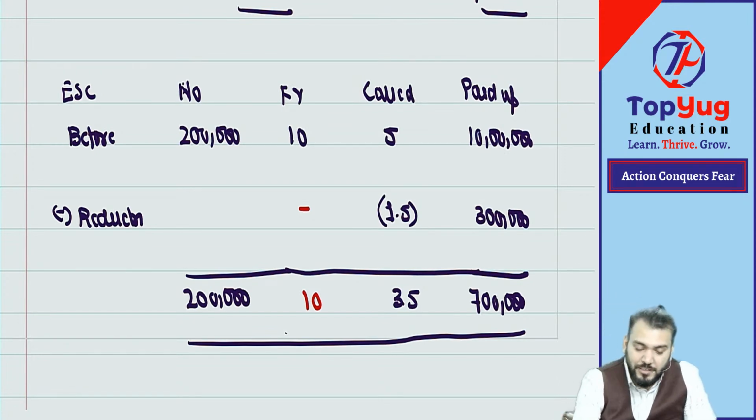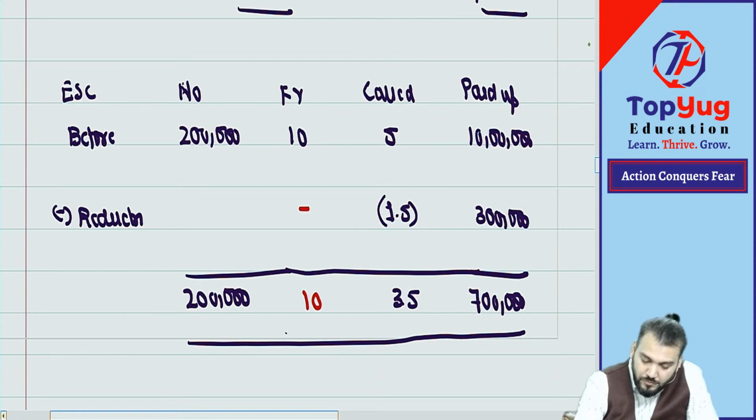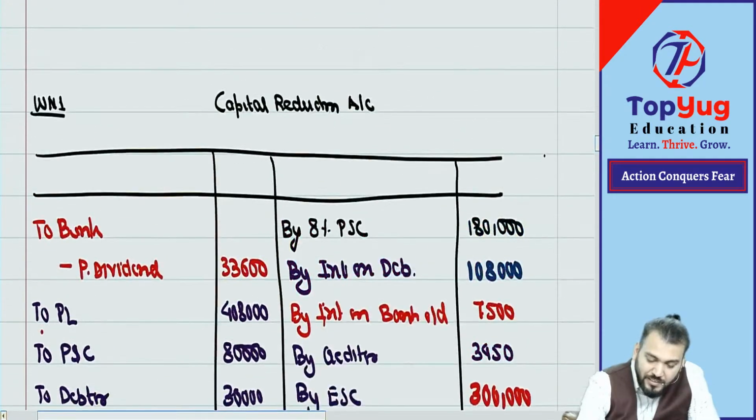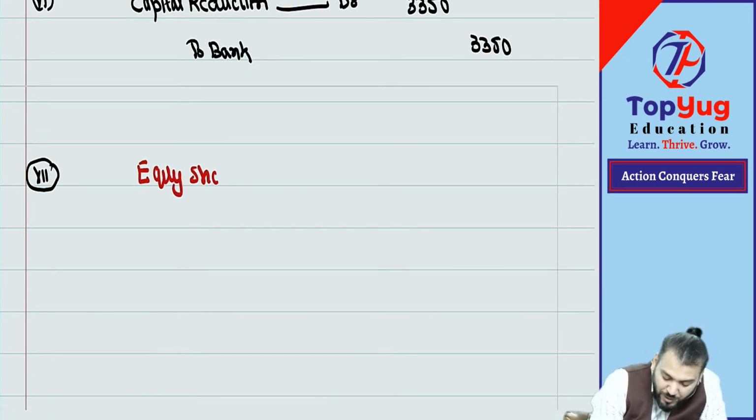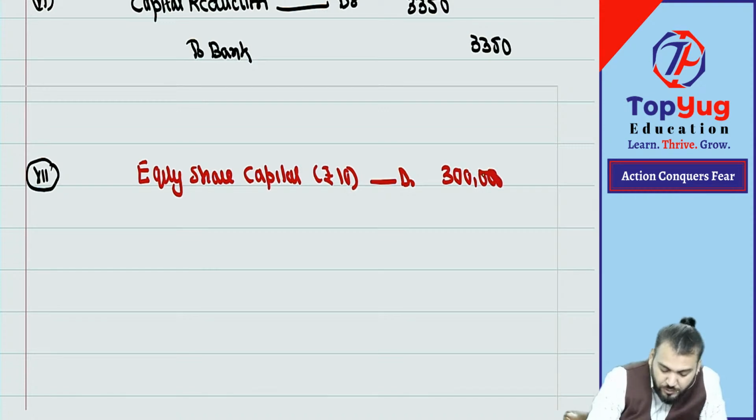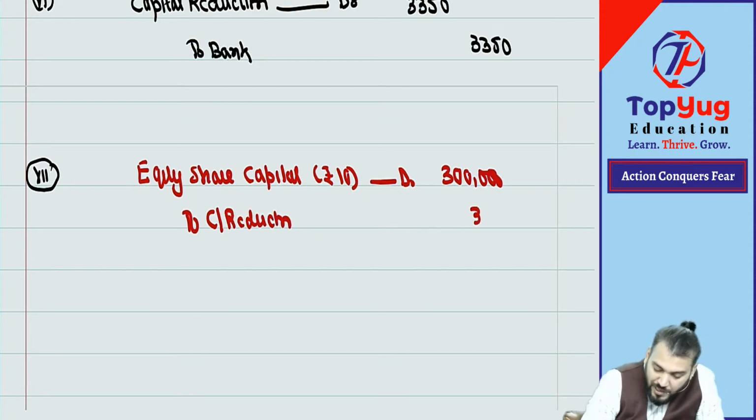Understood? So what journal entry will we do? Exactly. Very good. Have you understood why I have taken this question? So this will be equity share capital of rupees what? Of rupees 10 only, na? Very good. Account debit 3 lakh to what? Capital reduction 3 lakh. Have you understood this point?